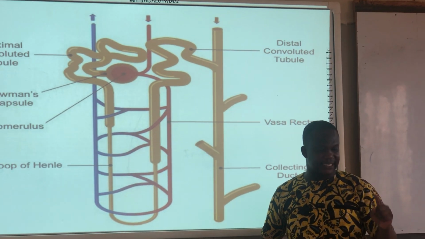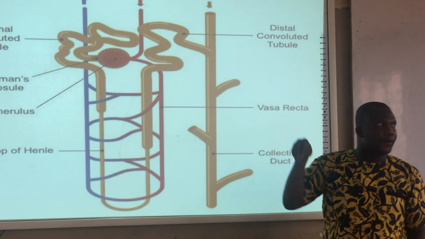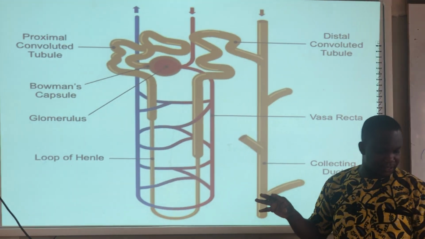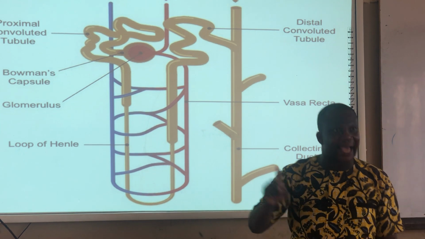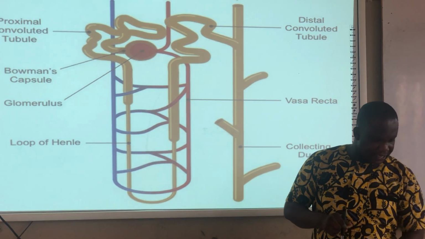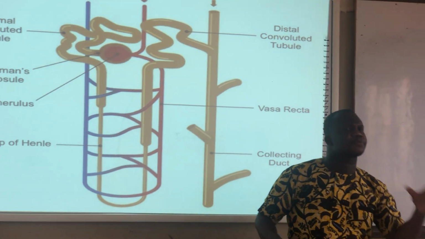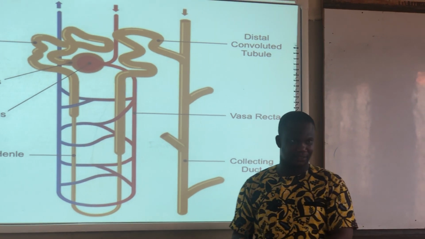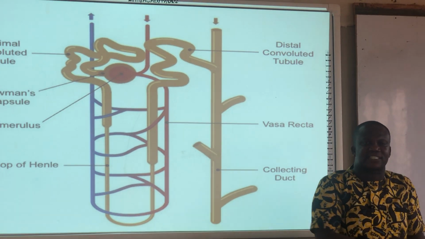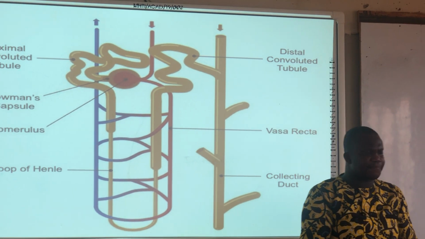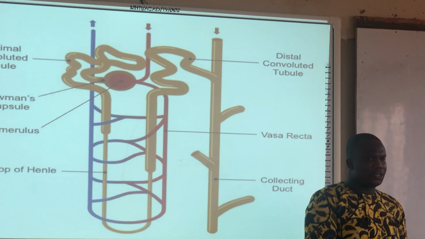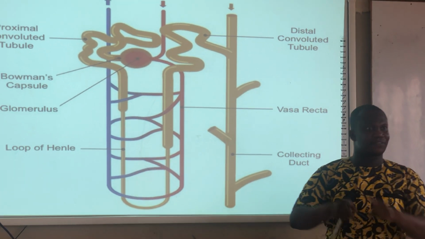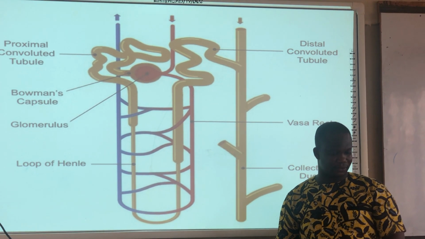Filtration. But remember that whenever fluid from the glomerulus enters into the glomerular capsule, or the Bowman's capsule, it is known as what? Glomerular filtrate. And the glomerular filtrate consists of substances that are found in the blood, apart from blood cells and what? Protein. So the glomerular filtrate is similar to blood, but the difference is that the glomerular filtrate does not contain blood cells and protein, but blood is made up of protein and blood cells.